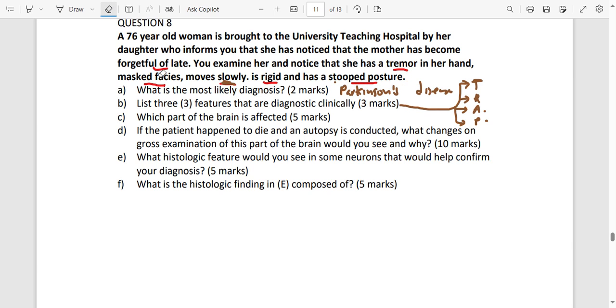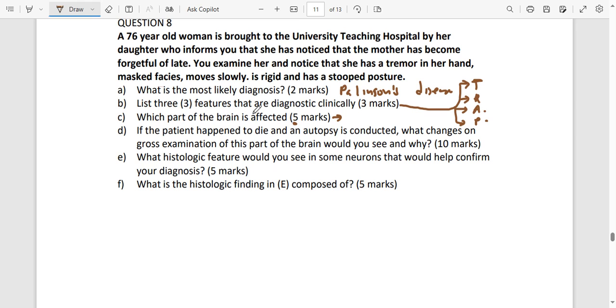We can as well add the other things which are non-motor symptoms, like the forgetfulness that we can see there, the masked faces. Which part of the brain is affected? Anyone? Thank you so much. Pars compacta, or the substantia nigra, which is part of the basal ganglia. Of course, the brainstem is also affected. We can just mention that. So don't be scared of the marks.